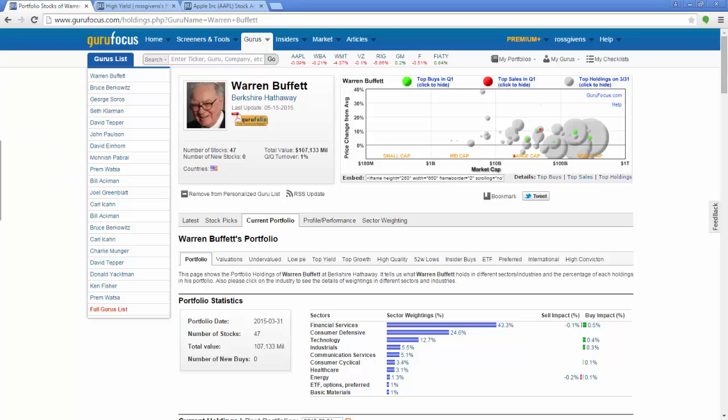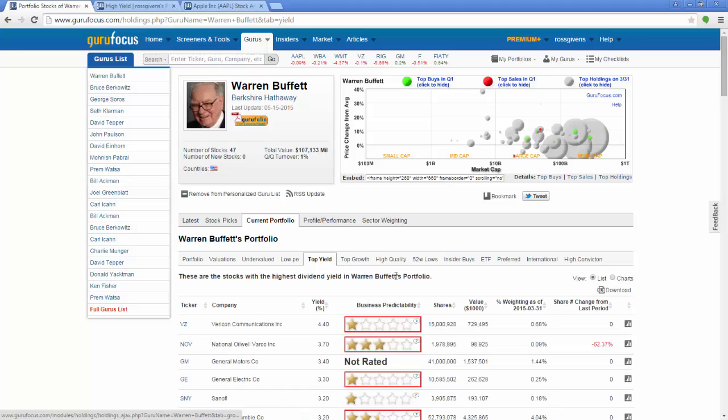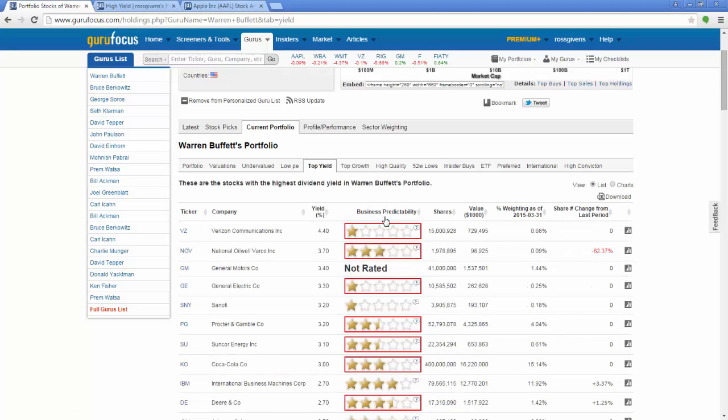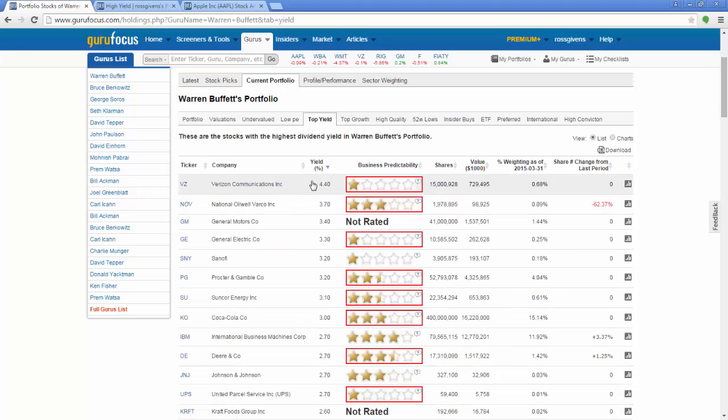This is his holdings. And one of the tabs up here, notice you can filter these: valuations, undervalued, low PE. The fifth one over is top yield. What that's going to do is show you the holdings in his portfolio with the highest dividend yields. So we click on that, and here they are. Once again, like anything else, you can filter this by yield. Double clicking that gives us the highest yields on top, going in descending order. And you see he's holding Verizon at 4.4, Wells Fargo at 3.7, GM at a little under 3.5, and a handful of others.